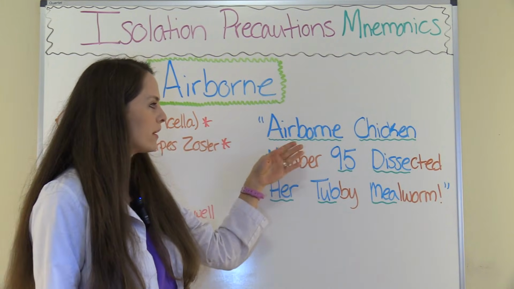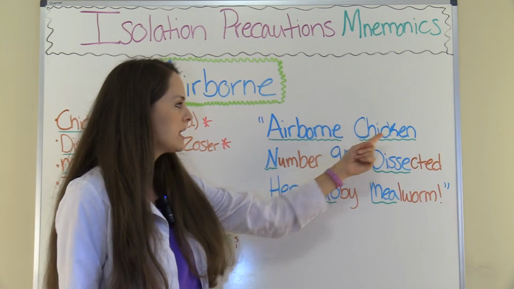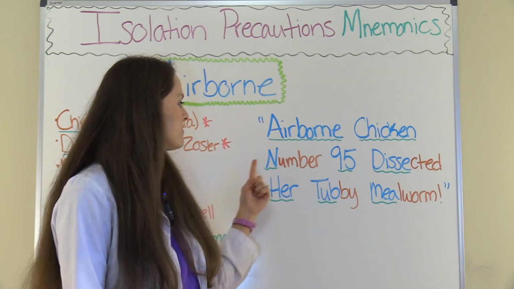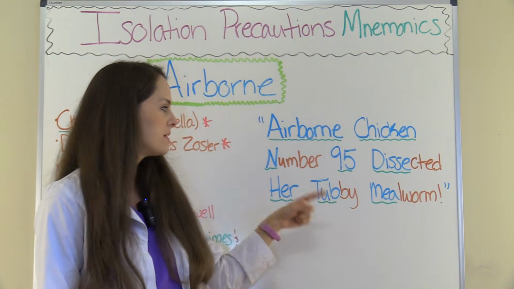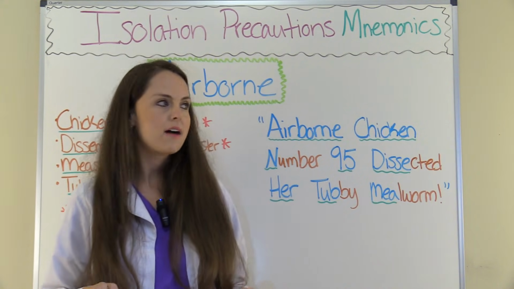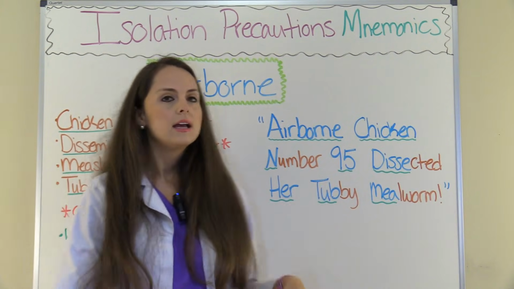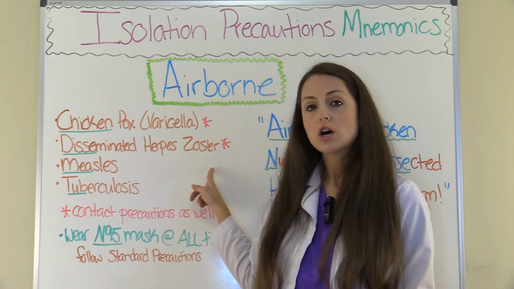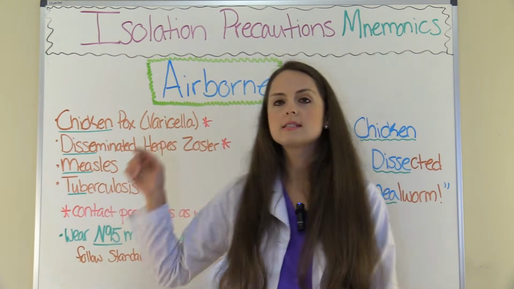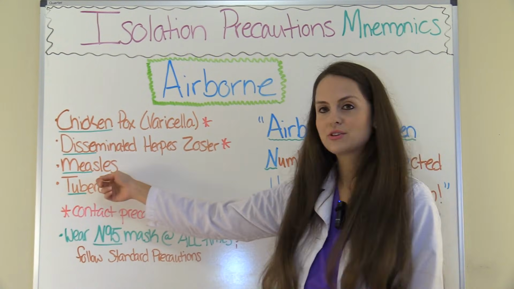We have airborne. We know that this is airborne precautions. This mnemonic belongs to that. Chicken, that goes with chicken pox or disease. We have number 95. The N in number in 95 tells you you're going to have to wear your N95 mask. Dissected her, that represents disseminated herpes zoster, and tubby represents tuberculosis, and mealworm represents measles.